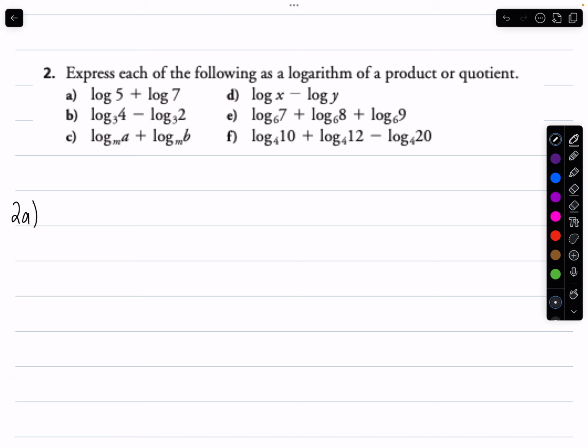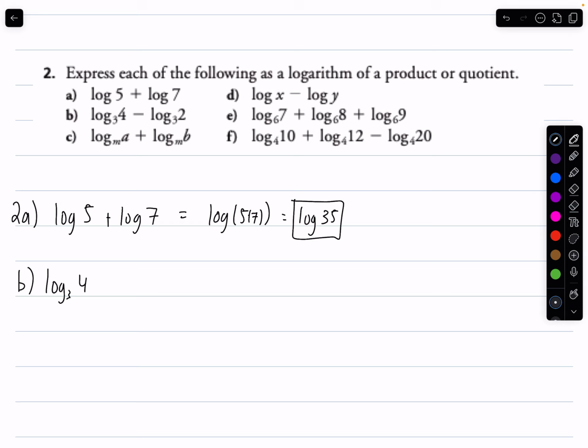So the first one, we have log 5 plus log 7. This one is pretty easy. Since we're adding, we can just say this is the same thing as saying log 5 times 7, which is the same thing as saying log 35. And that's your answer. Let's look at B. Log base 3 of 4 minus log base 3 of 2. So this is the same thing as us saying log base 3 of 4 over 2, which is log base 3 of 2, because 4 divided by 2 is just 2.